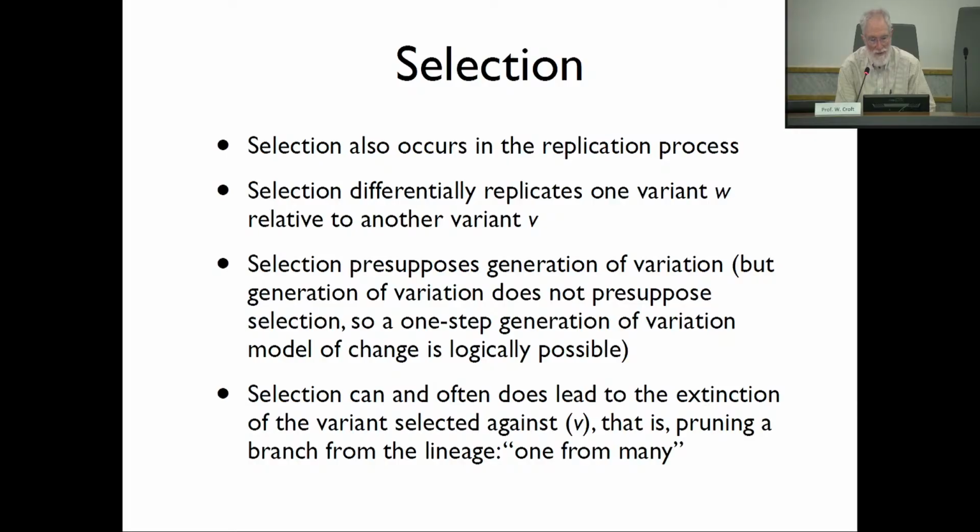However, of course, if you think about it for a moment, generation of variation does not presuppose selection. So it is logically possible to consider a theory of language change which is only a one-step model consisting of generation of variation.